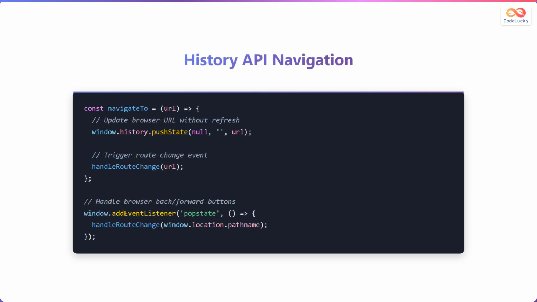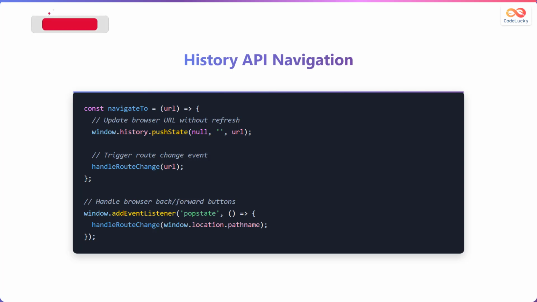To update the browser's uniform resource locator and manage navigation history, we can use the History Application Programming Interface. The navigateTo function uses window.history.pushState to update the uniform resource locator without causing a page refresh. It takes three arguments: state, title, and URL. We're passing null for the state and title, and the desired uniform resource locator for the URL. After updating the uniform resource locator, we trigger a route change event to update the application's content.